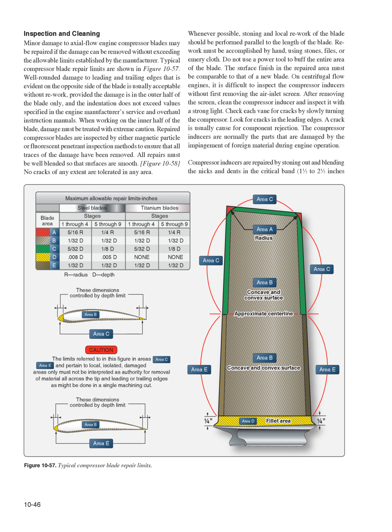When working on the inner half of the blade, damage must be treated with extreme caution. Repaired compressor blades are inspected by either magnetic particle or fluorescent penetrant inspection methods to ensure that all traces of the damage have been removed. All repairs must be well blended so that surfaces are smooth. Figure 1058: no cracks of any extent are tolerated in any area.